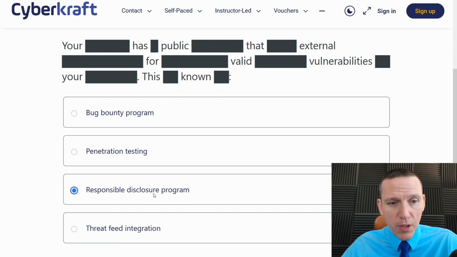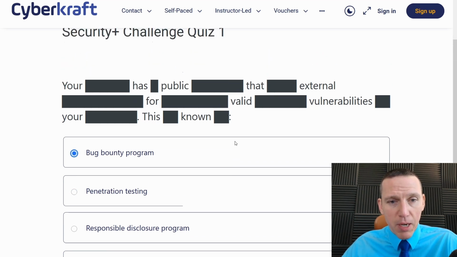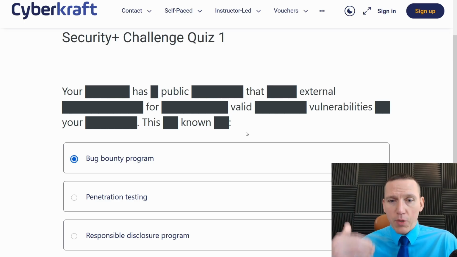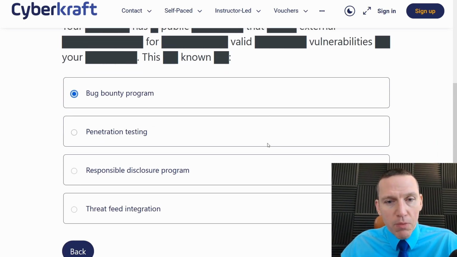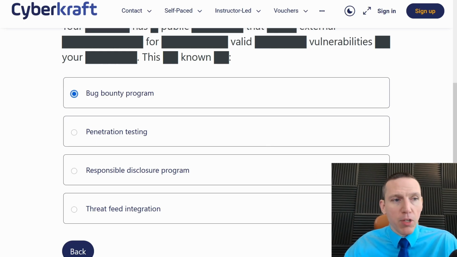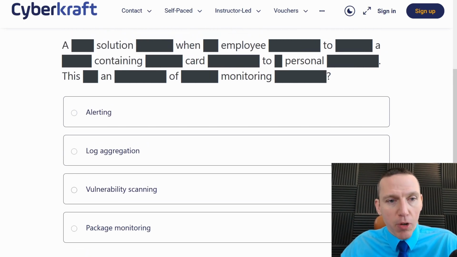Could also be a responsible disclosure program. I think it's a bug bounty program, in which the idea here is that public bug bounty hunters will find vulnerabilities on your website or whatnot, and then send those to you for a monetary reward. I think that's bug bounty. We do that here with Cyberkraft too. We have a bug bounty program.